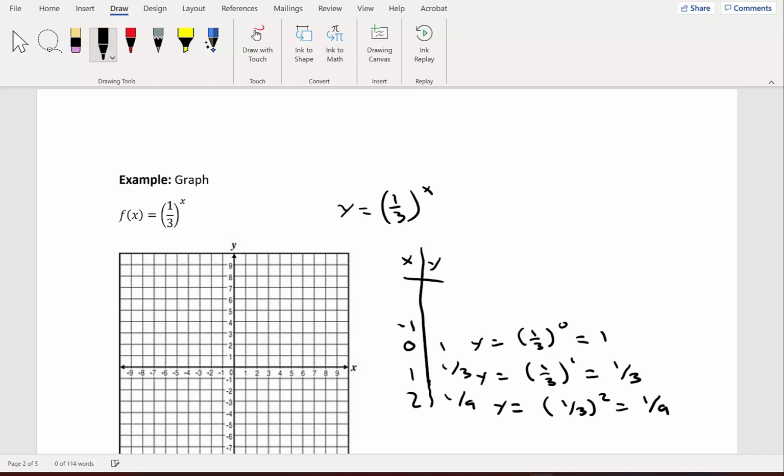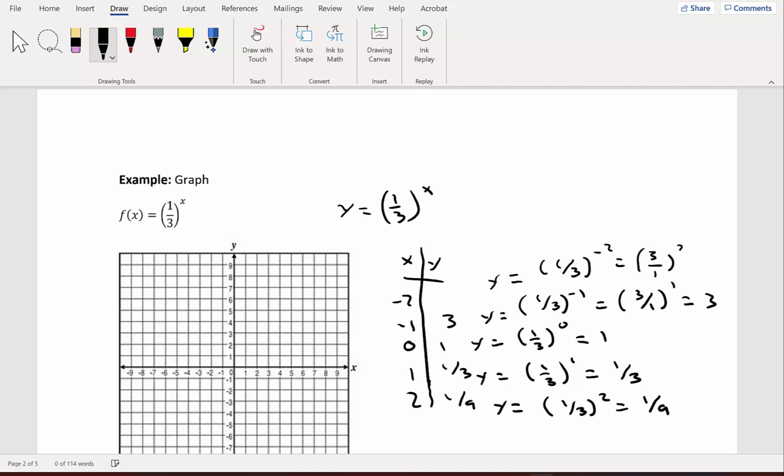Now let's try plugging in -1 and -2 and see what happens. So if I plug in a -1, I get y is equal to 1/3 raised to the -1st power. Well, since my exponent's negative, I flip my fraction, change it to positive. So 3/1 raised to the 1st power is just 3. If I plug in -2, I get 1/3 raised to the -2nd, which gives me 3/1 raised to the 2nd power, which gives me 9.